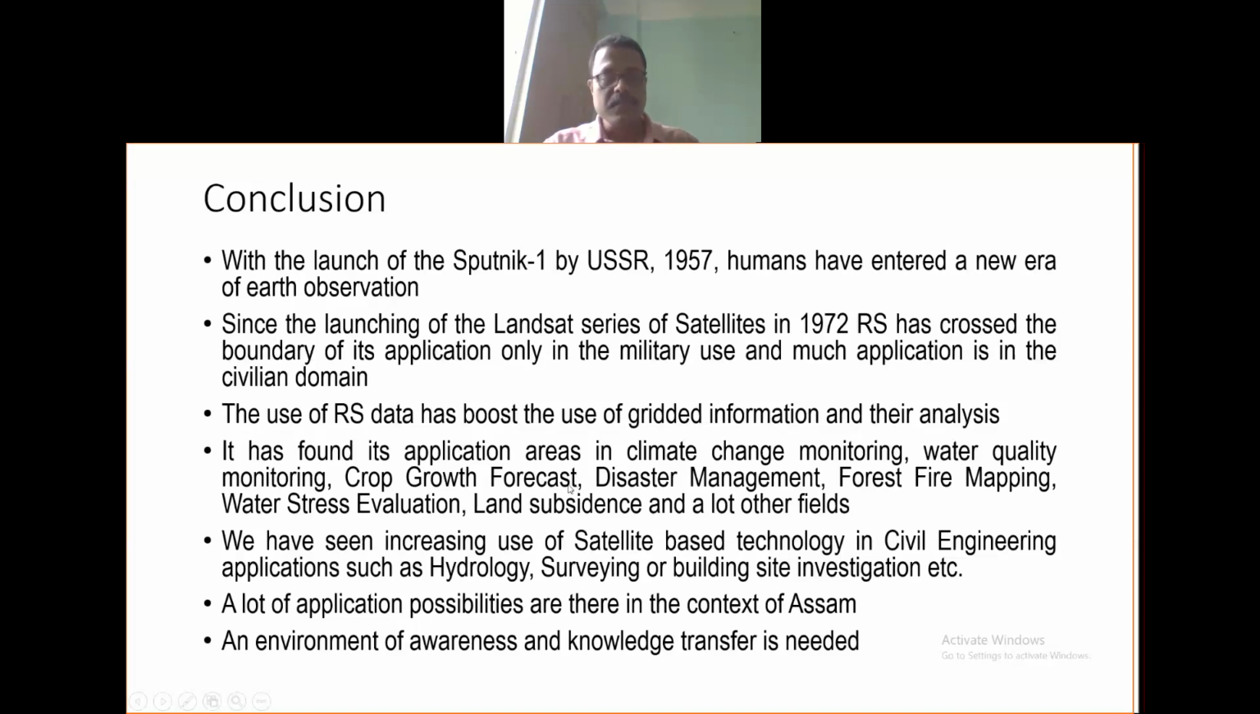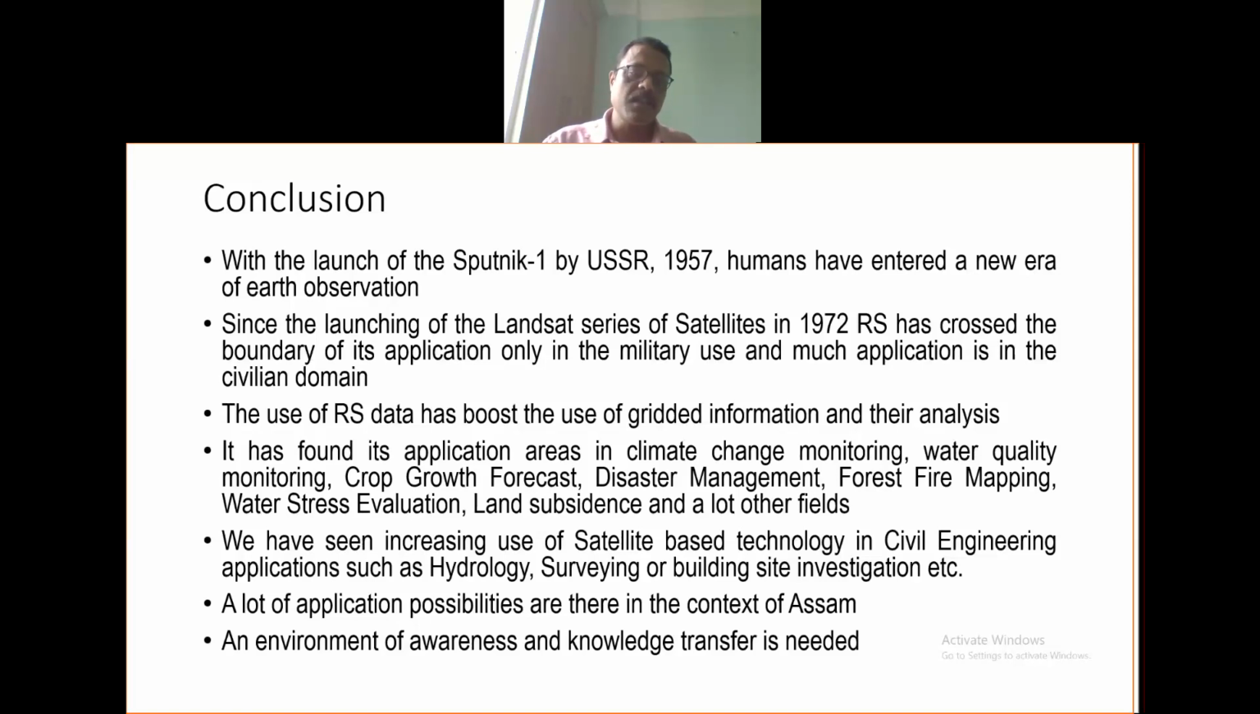Crop growth forecast, as I just showed you, then disaster management. So disaster management, we have seen quite an example of disaster management, starting from floods, then glacier lake outburst, and then monitoring of the glaciers itself, or the land subsidence, or the forest fire, or what else? Earthquake, building damage assessment, those kind of things.